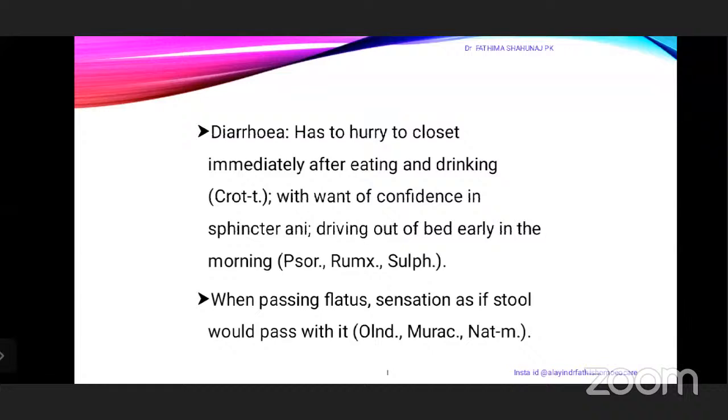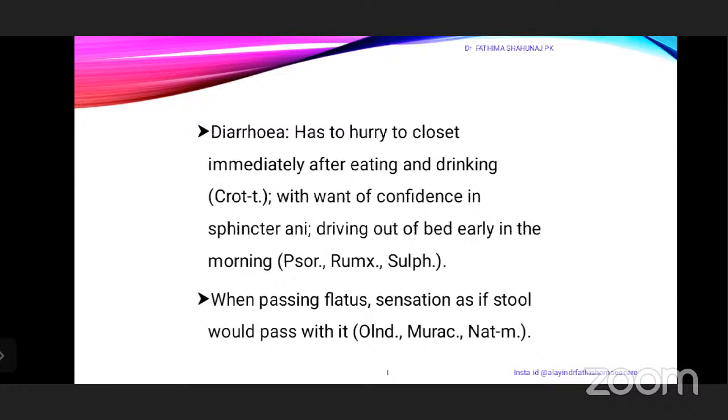Then about rheumatics, the early morning diarrhea from 5 to 10 a.m. Then here is also early morning diarrhea. In psoriasis, it is 1 a.m. to 4 a.m. diarrhea, and in rheumatics, it's an early morning diarrhea 5 to 10 a.m. Stool painless, profuse, offensive, sudden urging, driving out of bed in the morning. And in sulfur, diarrhea after midnight is painless, driving out of bed early in the morning as if bowels were too weak to retain their content. So these are the main differences.